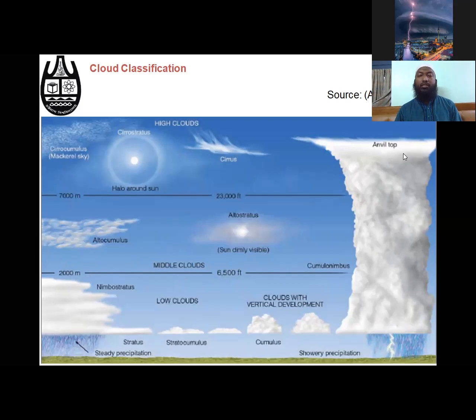Yes, Shubhra asked me, can lightning happen only in cumulonimbus? Yes, only lightning can be possible in a cumulonimbus cloud. And another characteristic is its anvil top, that means horizontal in nature.